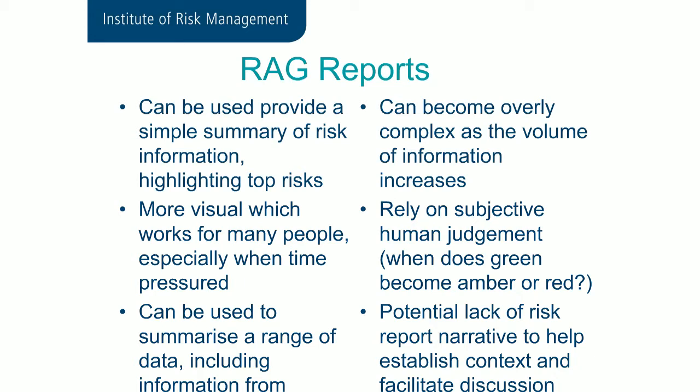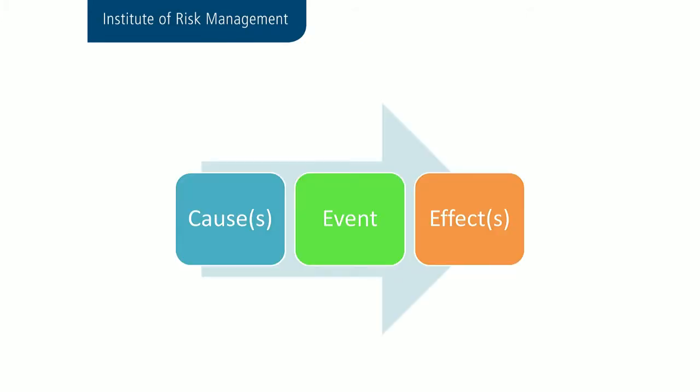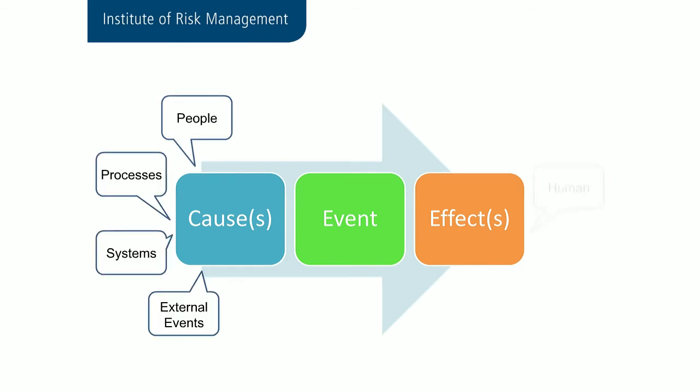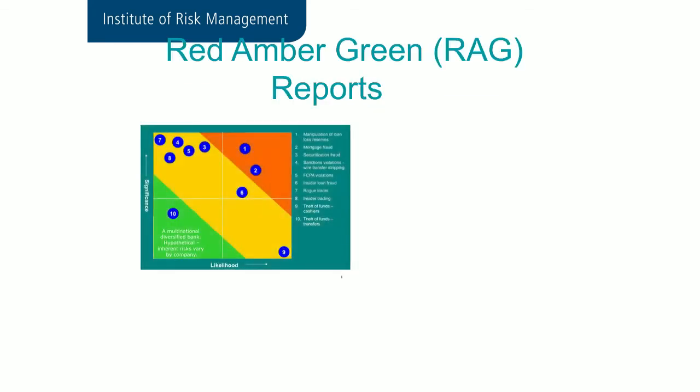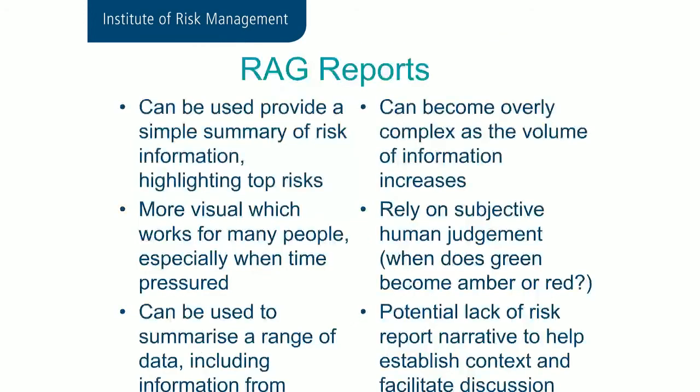And even with relatively large amounts of data, it can focus the eye on what may require more attention. But yet again, one of the problems with RAG reports, and you've seen this on some of the examples, if we just quickly go back, is that some of these get very complicated visually. Where do you focus the eye in terms of the reds or the ambers or the greens? So these larger reports can get quite complicated.